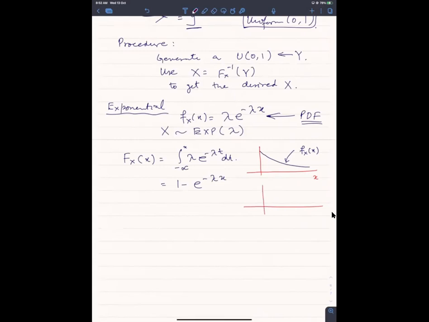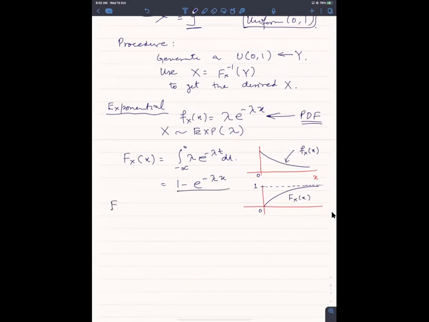CDF will look something like this. ये 1 पे चला जाएगा, 1 से ऊपर नहीं जा सकता. CDF 1 से ऊपर नहीं जा सकता. ठीक है, और ये 0 से स्टार्ट होगा. This is capital F_X of x. This kind.